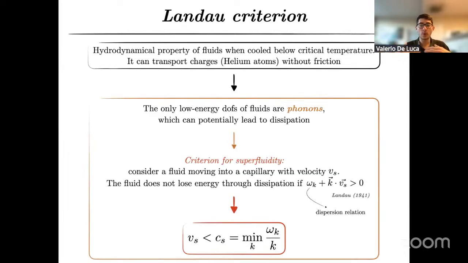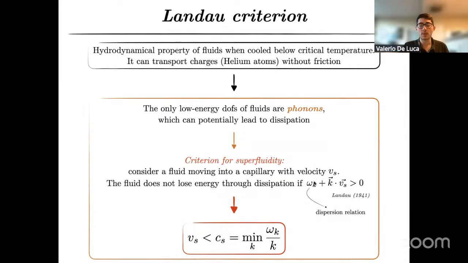So, as you know, when we study fluids, the low energy degrees of freedom of fluids are actually phonons, which in principle can lead to dissipation. So when we consider a fluid moving in a certain capillary with a certain velocity Vs, then in order for the fluid not to lose energy through dissipation, the velocity of the fluid has to be smaller than the sound speed Cs of the fluid, associated to the dispersion relation omega of the phonons, which will depend on the underlying microscopic theory of the fluid under consideration. So basically, the property of being subsonic was one of the conditions Landau developed to achieve superfluidity.